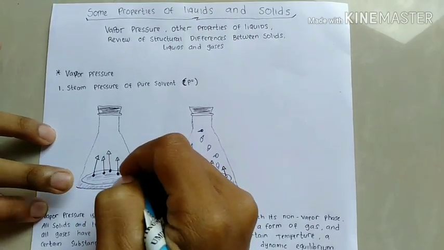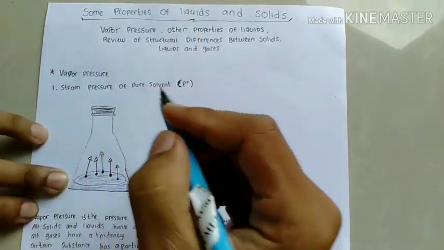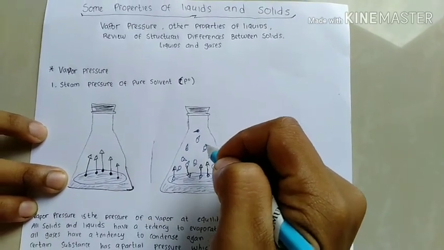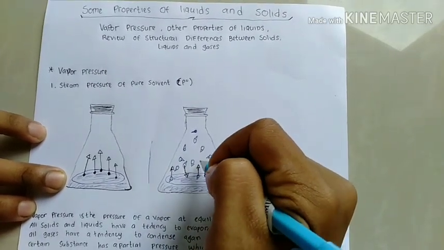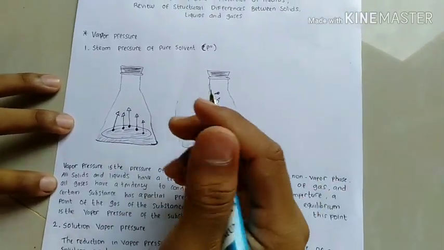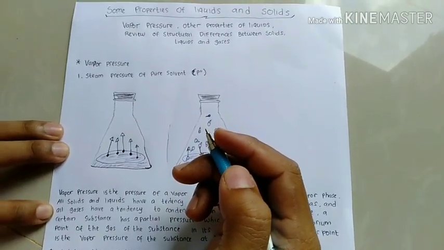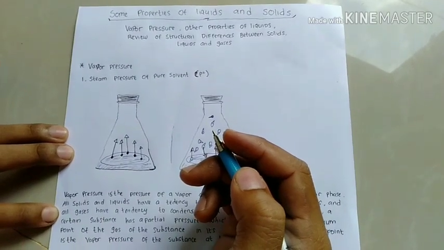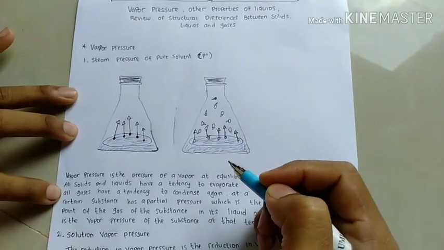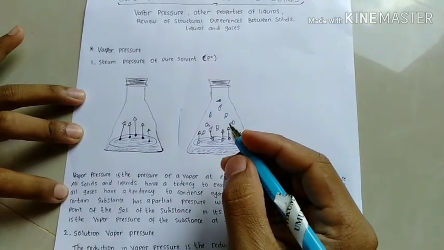In the next phase, particles move from the liquid to the gas phase. But there is also a change of particles from the gas phase back to the liquid phase. If a solvent is put into a closed place, there will be a transfer of particles from the liquid phase to the gas phase, and vice versa. The amount of solvent particles in the gas phase gives a pressure called vapor pressure.